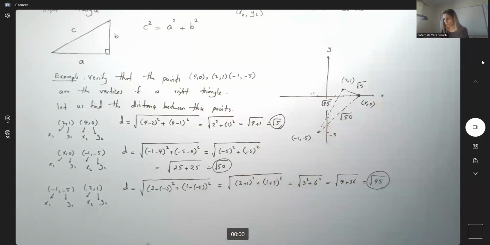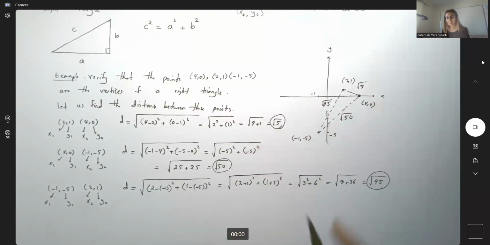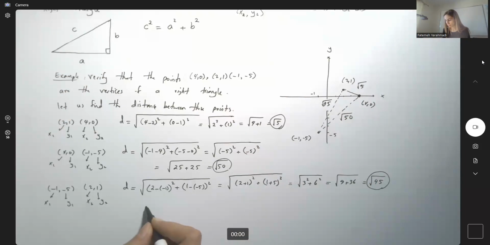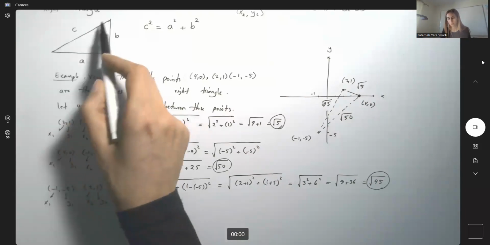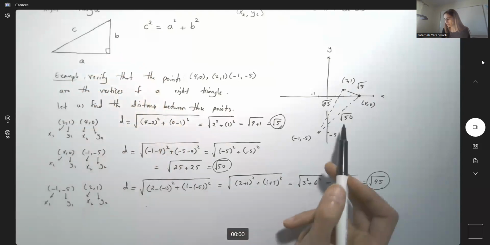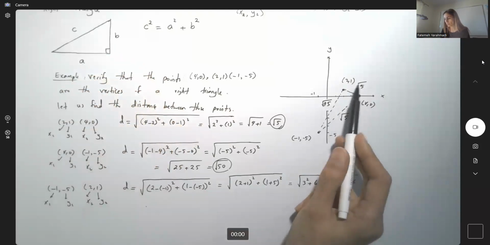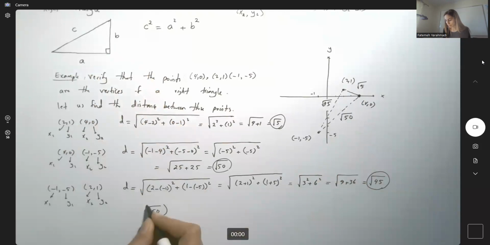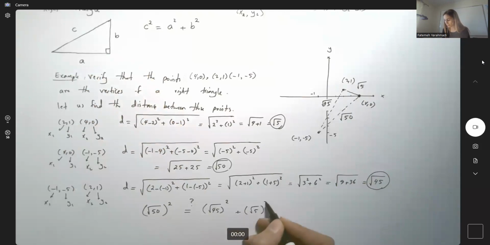So now we need to check to see if these 3 distances satisfy the Pythagorean theorem or not. Is c squared equal to a squared plus b squared? The maximum value represents the hypotenuse. The maximum value between square root of 50, square root of 45, and square root of 5 is the square root of 50. Is the square root of 50 to the second equal to the square root of 45 to the second plus the square root of 5 to the second? That's why I put a question mark here. We need to verify this equality.